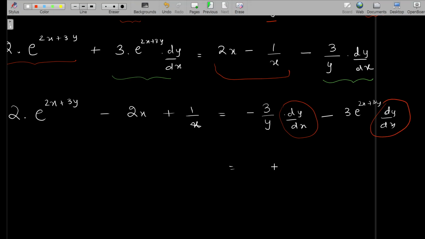When you factor it out, dy over dx times negative 3 over y minus 3e to the power of 2x plus 3y. And then I have to divide everything by that. Okay, that will be your answer. That will be the value of dy over dx.